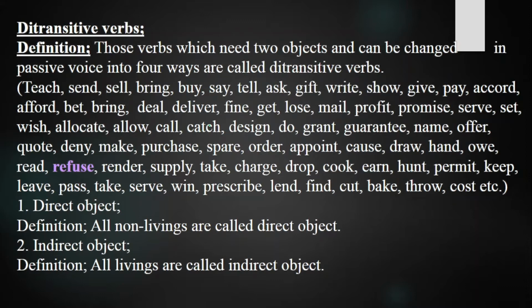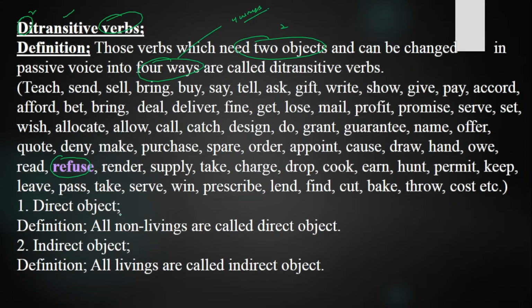Today we will be discussing the ditransitive verb refuse from active voice into passive voice. Before starting that, we will take a glance at the definition of ditransitive verbs. Di means two, transitive means which can be changed into passive voice, and verb shows an action. So those verbs which need two objects and can be changed into passive voice in how many ways? Four ways.